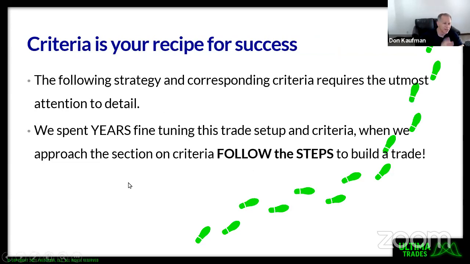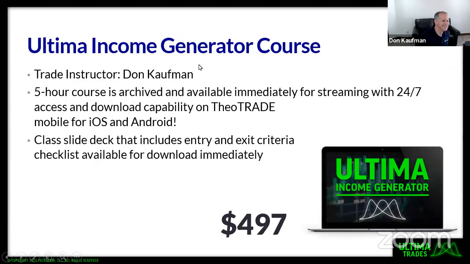Criteria is the recipe for success. The following strategy and the corresponding criteria just requires the utmost attention to detail. We literally spent years fine-tuning this trade setup and criteria. When we approach the section on criteria, you follow the steps to build a trade, okay? We have an income generator course, okay? And before I even go into any more detail, I'm going to tell you guys right now, we do not just sell a course for $497.